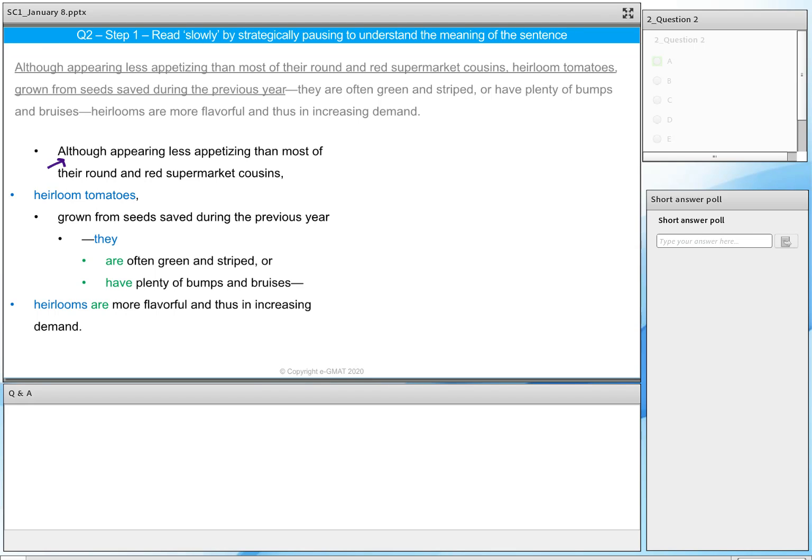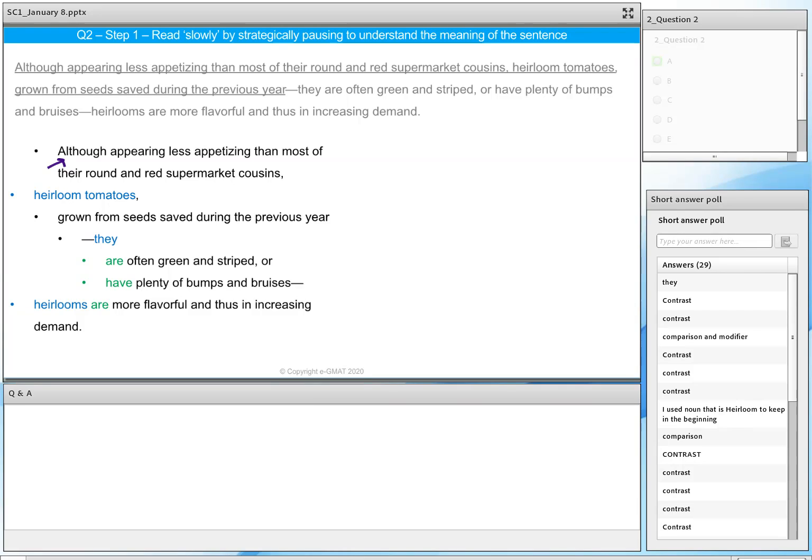All right. I'm going to broadcast. Yes. Contrast. All right. Thank you. Yes. So I know I'm looking for a contrast of something. So I'm going to keep my eye out for that contrast. And I know that something is appearing less appetizing than most of their round and red supermarket cousins.